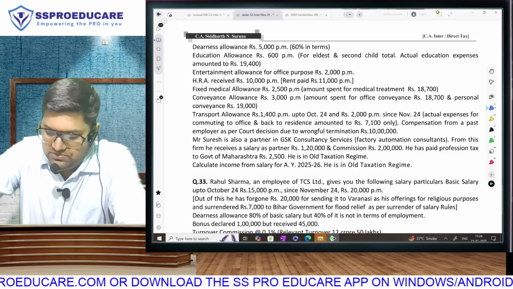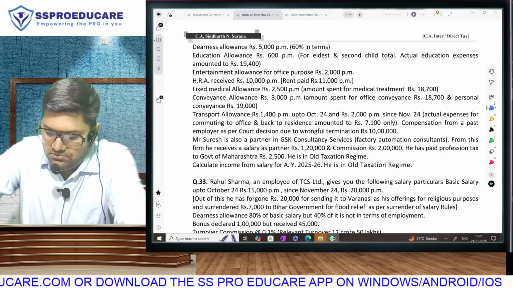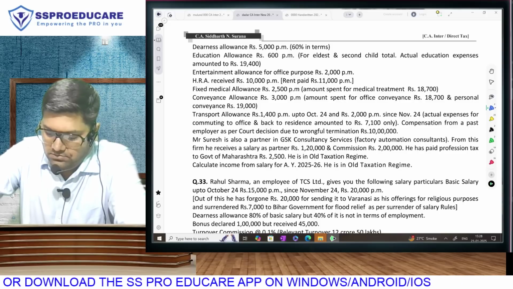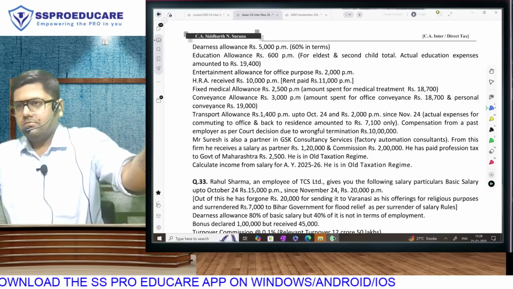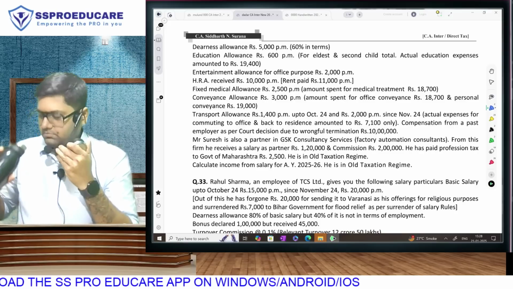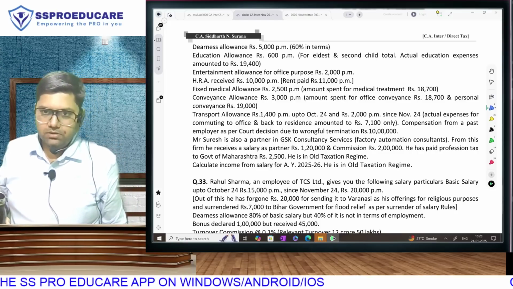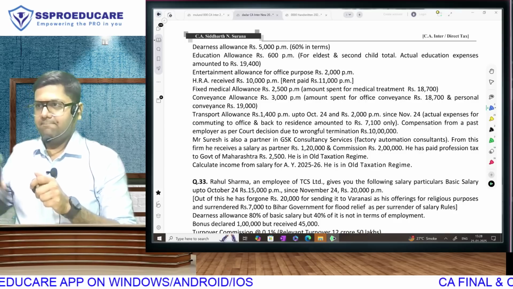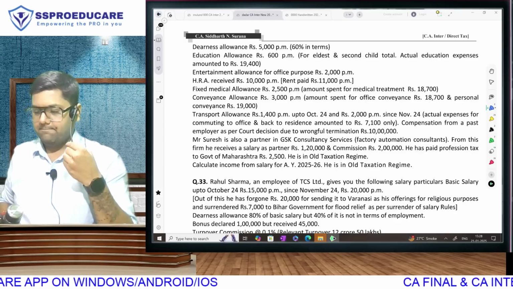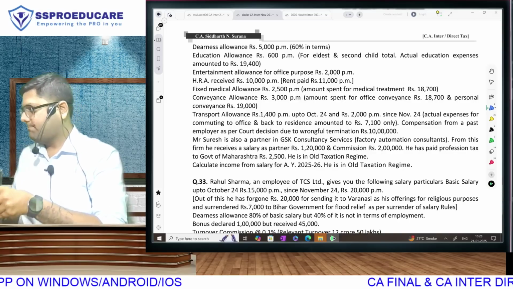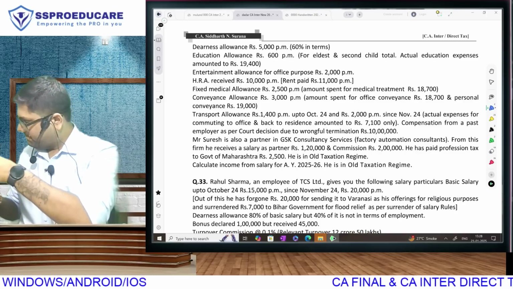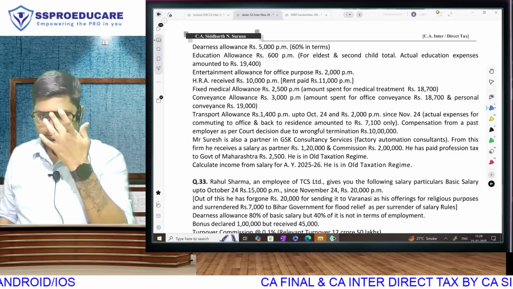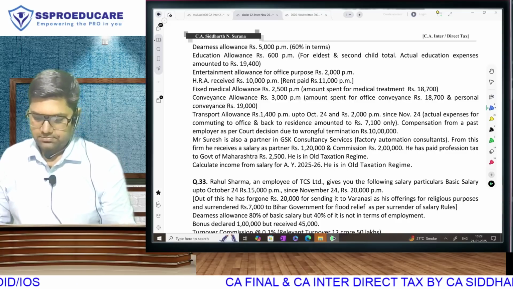Fixed medical allowance 2,500 per month. Amount spent for medical treatment 18,700. Conveyance allowance 3,000 per month. Amount spent for office conveyance 18,700 and personal conveyance 19,000. Transport allowance 1,200 per month up to October 24 and 2,000 per month since November 24. Actual expenses for commuting to office and back to residence amounted to 7,100 only. Compensation from a past employer as per court decision due to wrongful termination 10 lakhs.